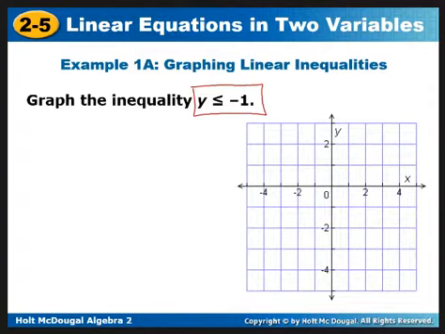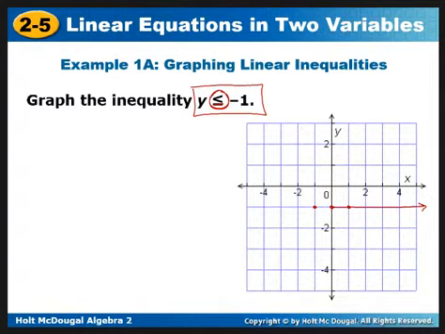So what I'm going to do is go to -1, which would be down here, and fill in a couple points to get my line started. This is where my horizontal line would be. Now, because I have the equal to aspect here, or think about it, because I have this underline right here, that means that my line has to be solid.